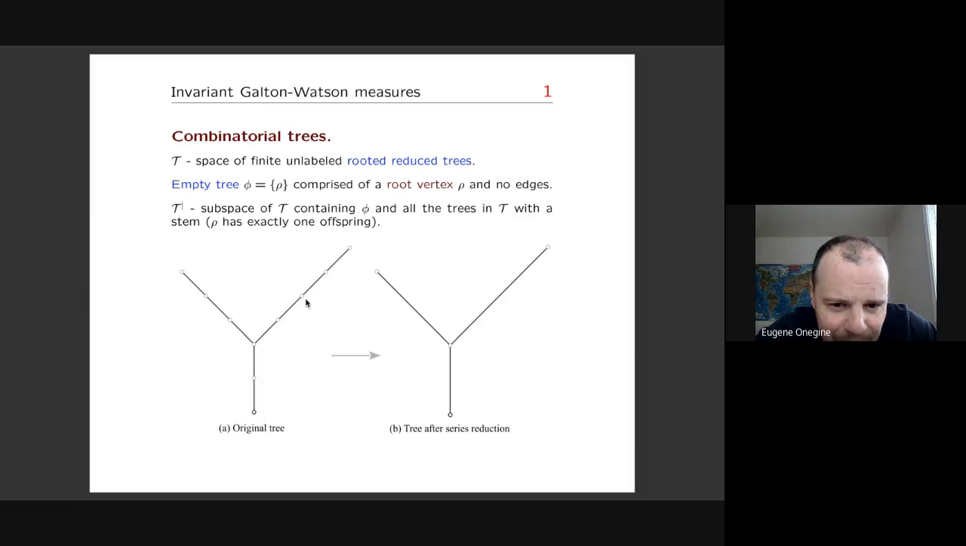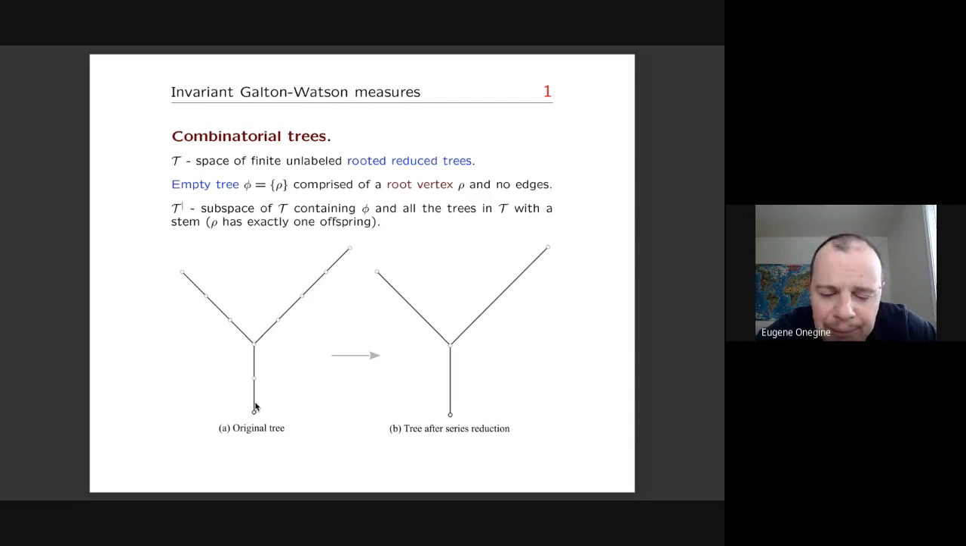Series reduction is where you take every vertex of degree two and merge the adjacent edges into one. So practically you remove them, and this all becomes just one edge. And same thing here. And same thing here. This is especially handy when you have actual edge lengths, which we will introduce in the later part of the talk.